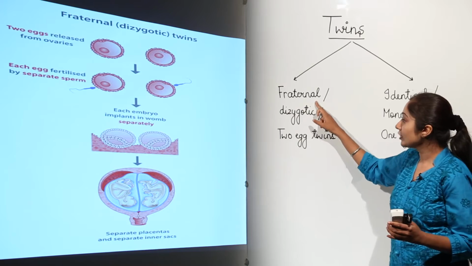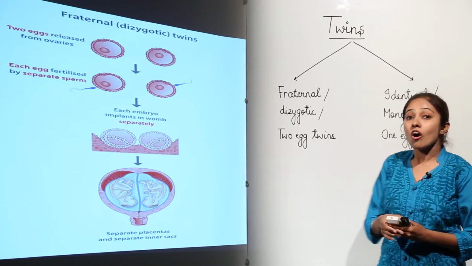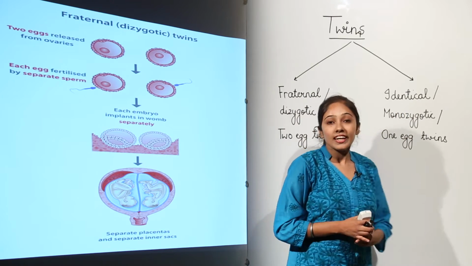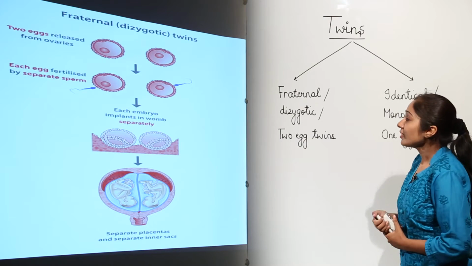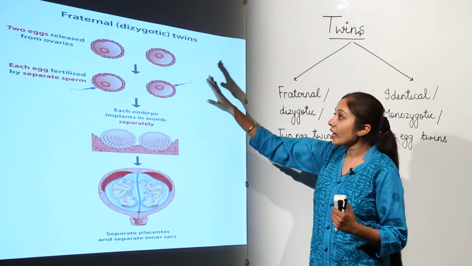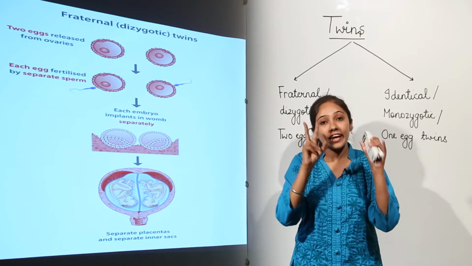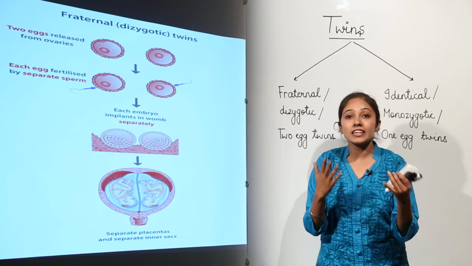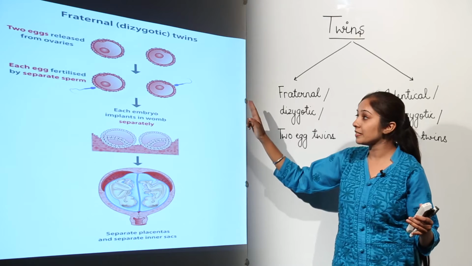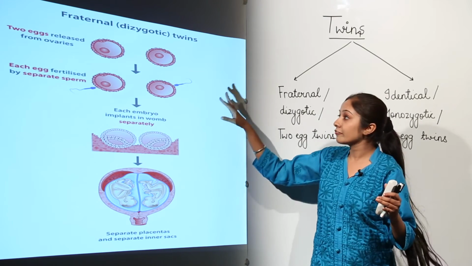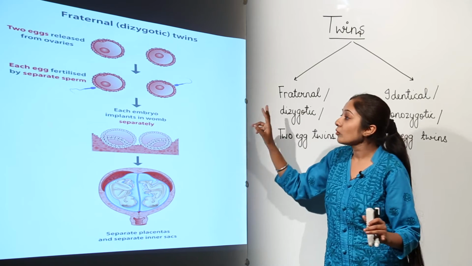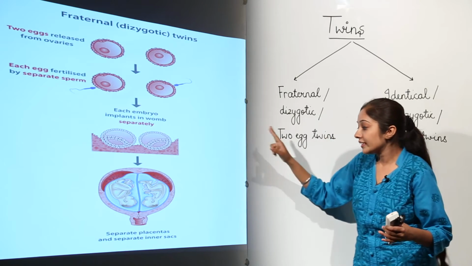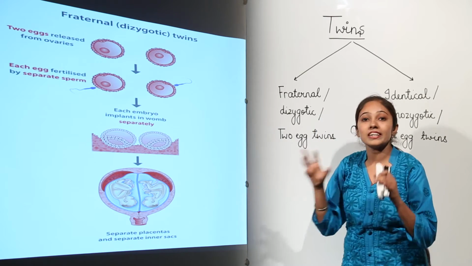Twins can be of two types. They can be fraternal, or dizygotic, or two egg twins, or they can be identical, or monozygotic, or one egg twins. Let us see what we mean by these terms. Sometimes two eggs are released from the ovaries, and these eggs are fertilized by separate sperms. As you can see in the image, both eggs are fertilized by separate sperms. Now each embryo implants in the womb, or the uterine wall, separately. So they will have separate placentas and separate inner sacs.